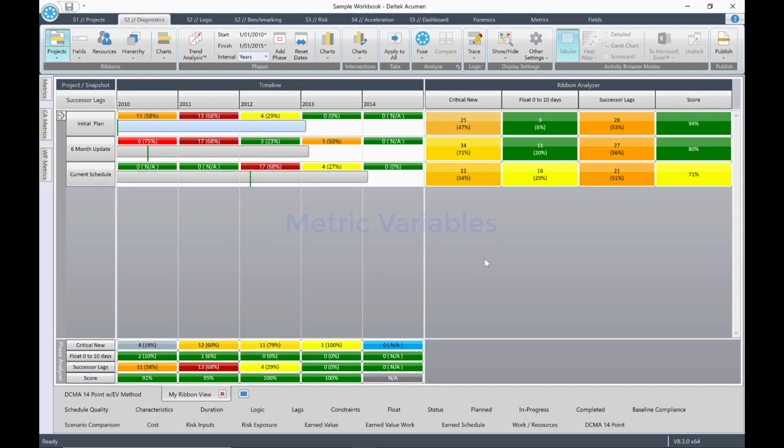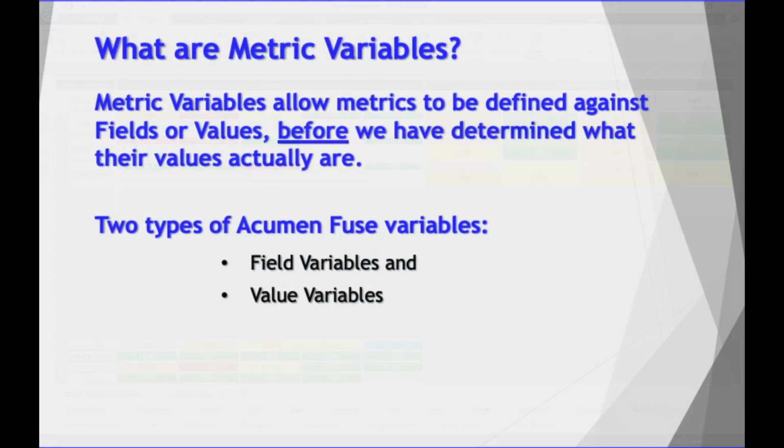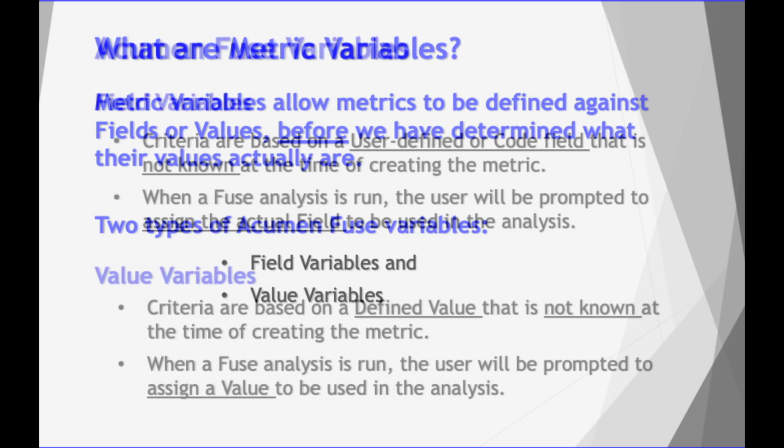So what are metric variables? Metric variables allow metrics to be defined against fields or values, before we have determined what their values actually are. There are 2 types of variables within Acumen Fuse. They are field variables and value variables.